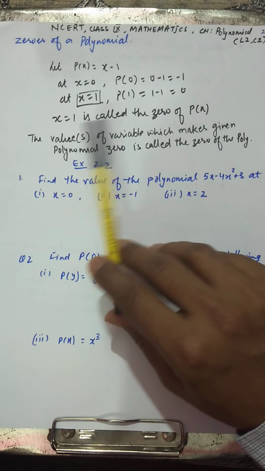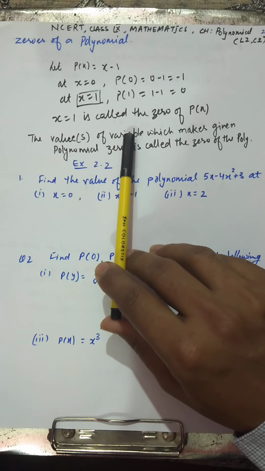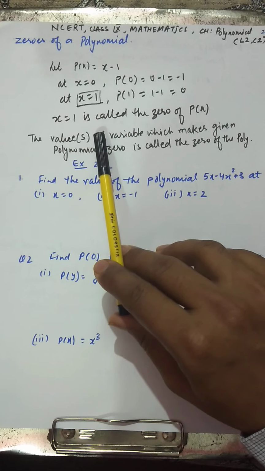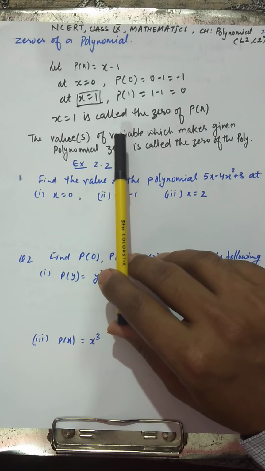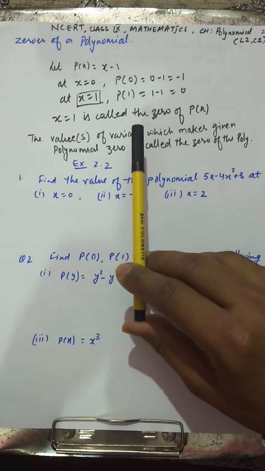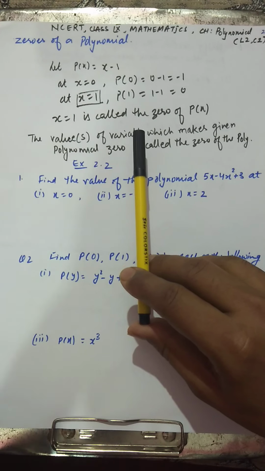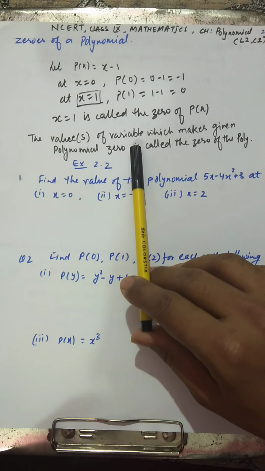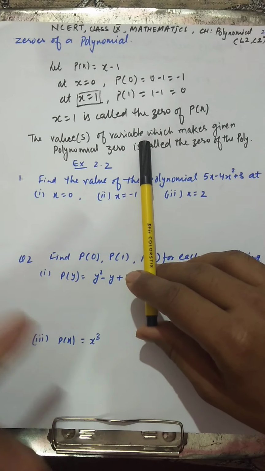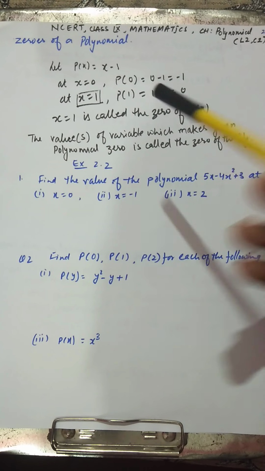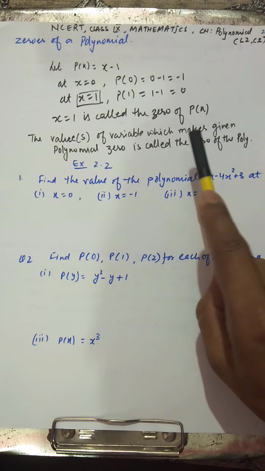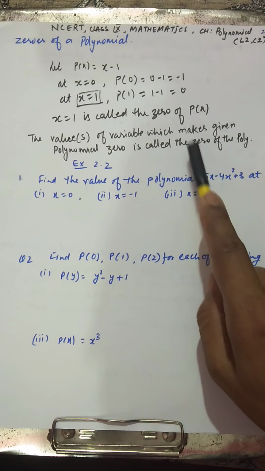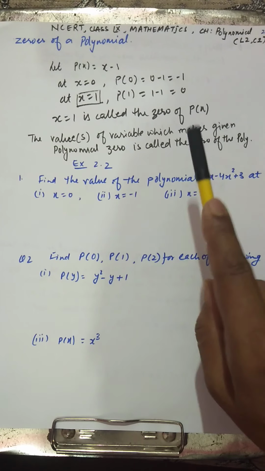In general I say the value or values, because if it is a quadratic one, then there can be two values of x which can make this polynomial 0. If it is a cubic one, then there can be maximum 3, not always 3. There is a possibility that there is no value of x which can make the polynomial 0. Remember that in this chapter we are discussing polynomials in only one variable.